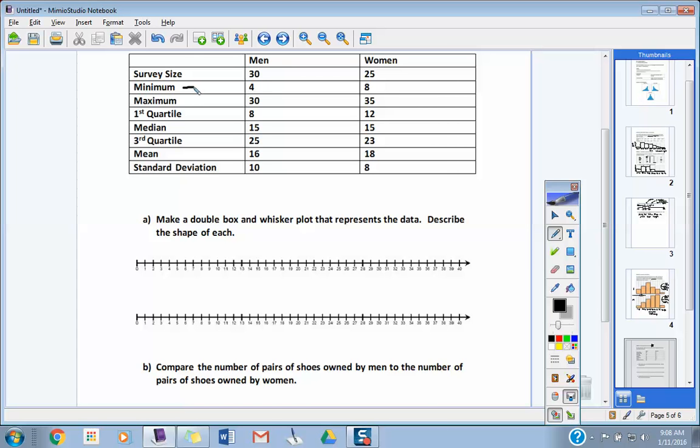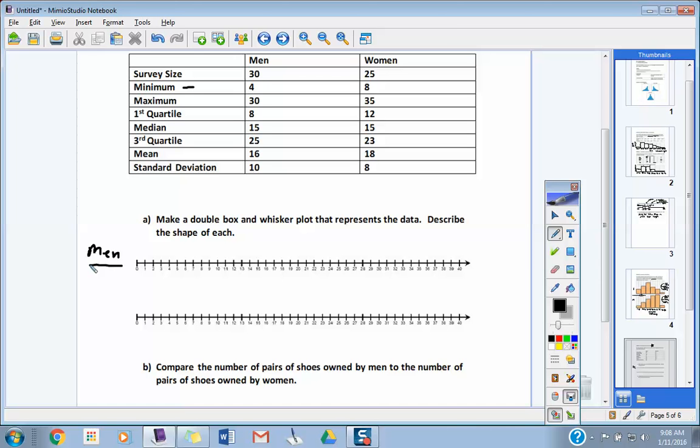And then they talk about the standard deviation. Standard deviation was 10. It means that the typical number would vary from the average by about 10. So a typical number would be from 16 minus 10, which is 6, to 16 plus 10. So most men usually have somewhere from 6 to 26 pairs of shoes based on this table. Let's go ahead and make the men's box and whisker plot, guys. We'll compare this. What was the lower extreme, or the minimum value, for men?